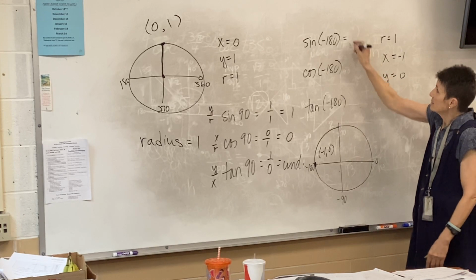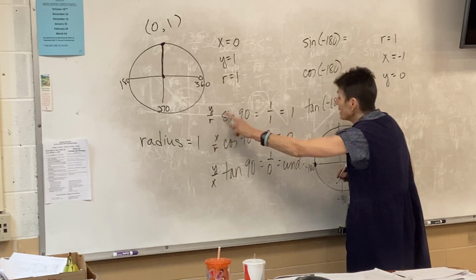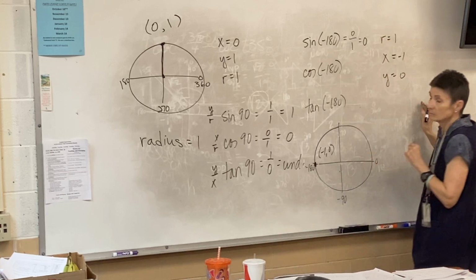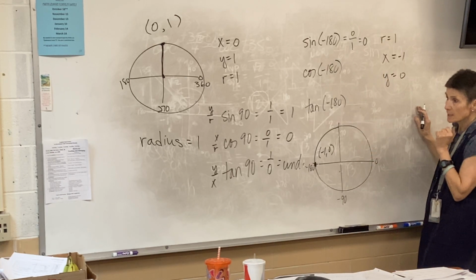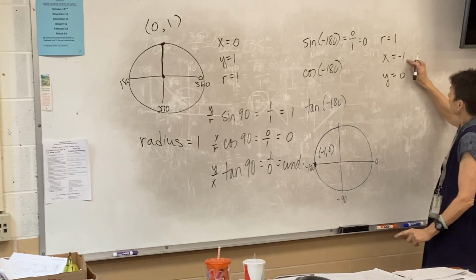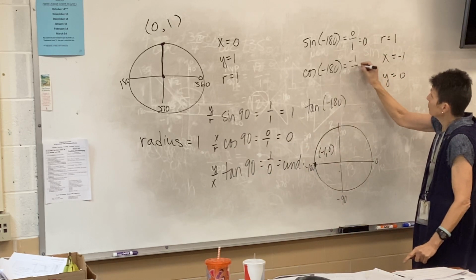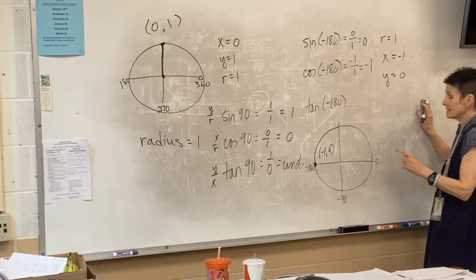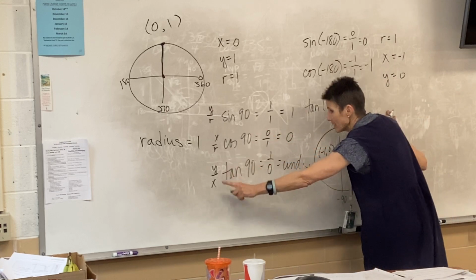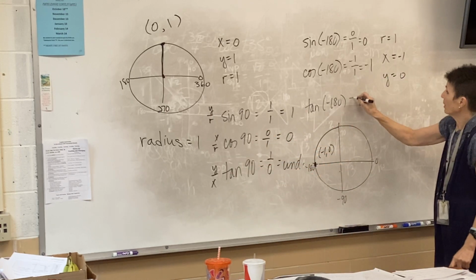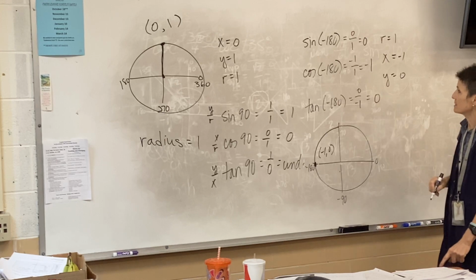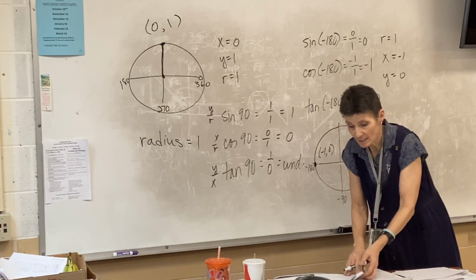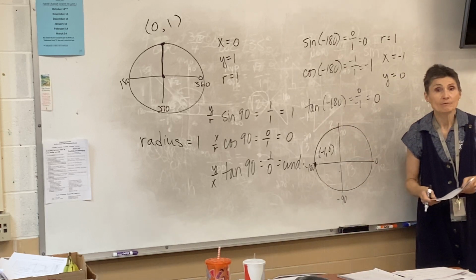Okay. Sine is y over r, 0 over 1, which is 0. Cosine is x over r, negative 1 over 1, or negative 1. And tangent is y over x, which is 0 over negative 1, which is 0. So there are the answers for the sine, cosine, and tangent of negative 180.